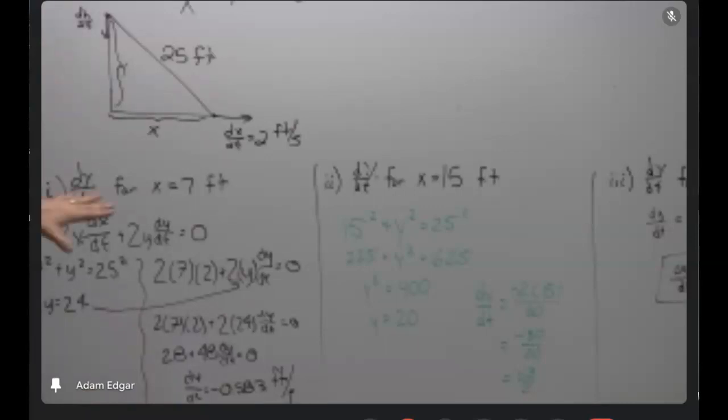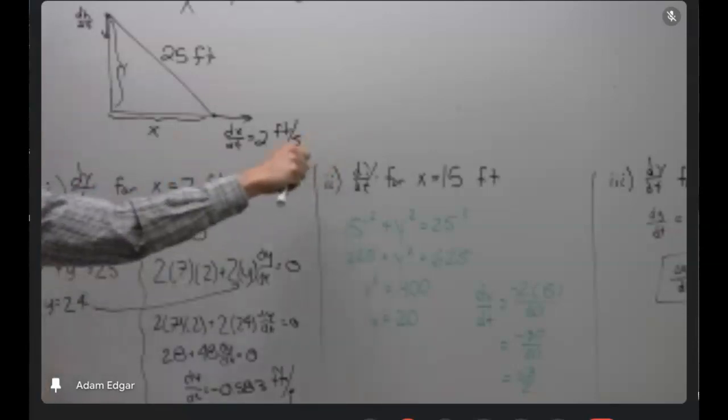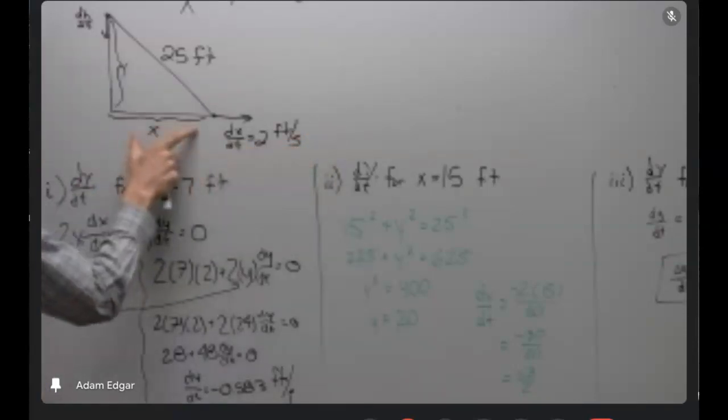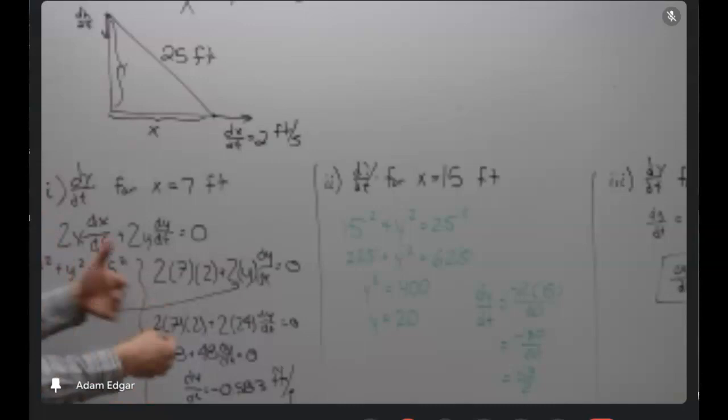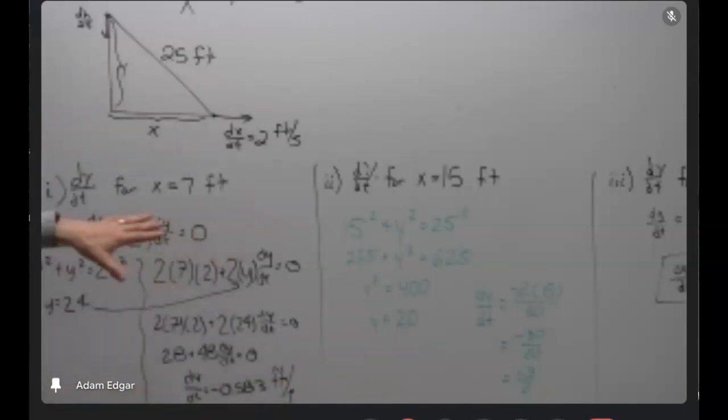In part 2, now you've continued to pull this base away from the house, and so now x is up to 15 feet, and so we want to see, okay, are we falling at the same speed or are we falling faster? So who did part 2? All right, so Rachel, talk to us.